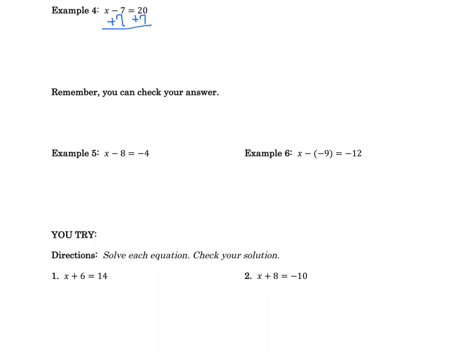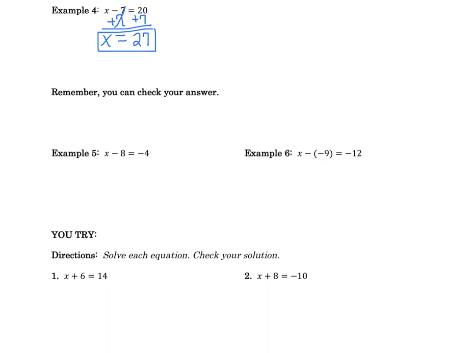And we're going to bring down our x. Now we have negative 7 plus 7 gives you 0, so it cancels out, equals. And then 20 plus 7 gives us 27. So our answer is x equals 27.